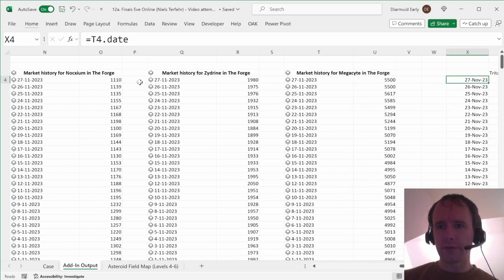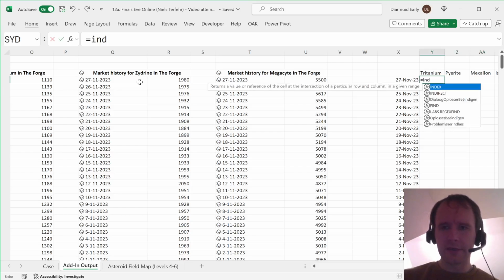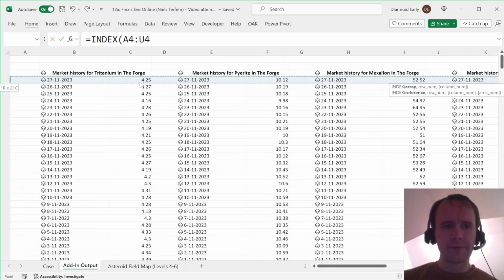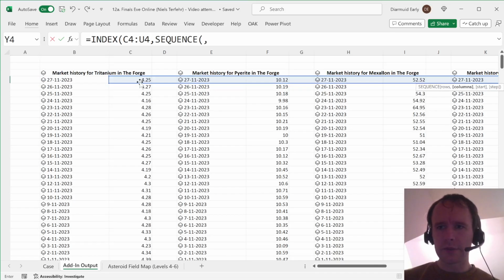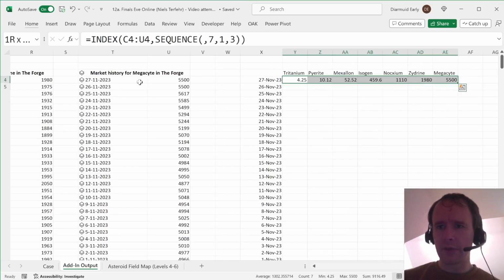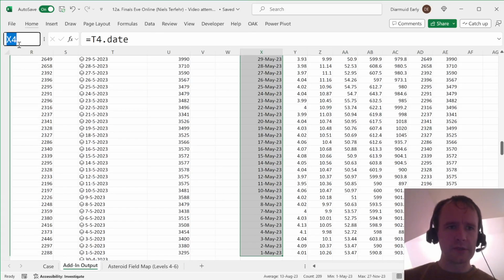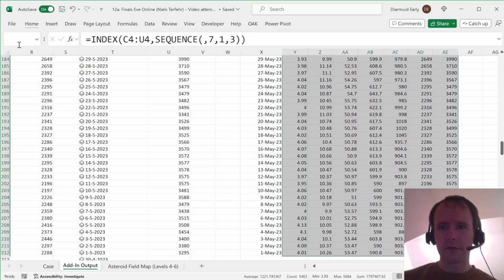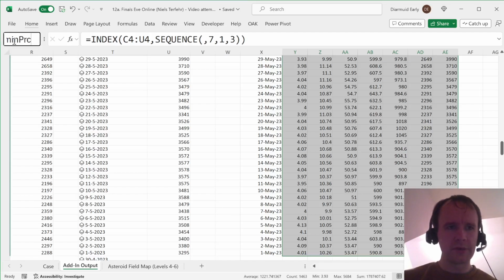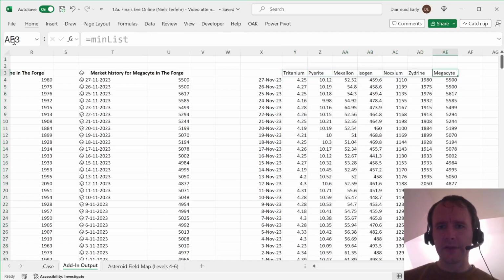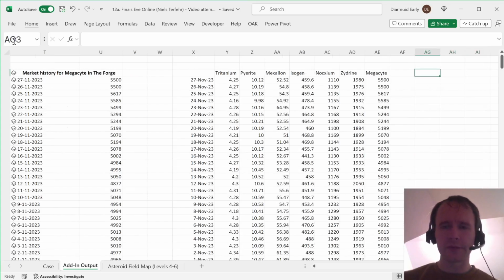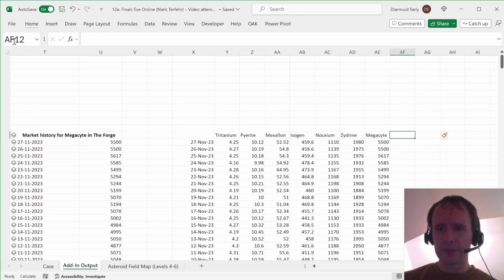So one way that I can pull all of these in is to say INDEX of this by SEQUENCE. We want 7 columns starting in 1 steps of 3, and that'll pull out all those prices there. So then I'm just going to give this a name. I'll call this DT for date, and I'll call this min PRC for mineral price. And then, as I mentioned, we're interested in getting ship prices as well, so it will be helpful to figure out the ship prices.